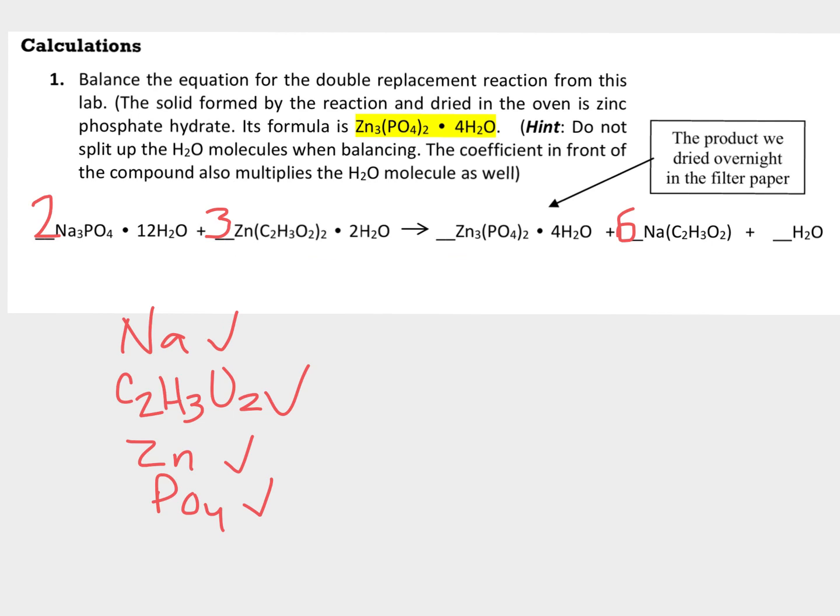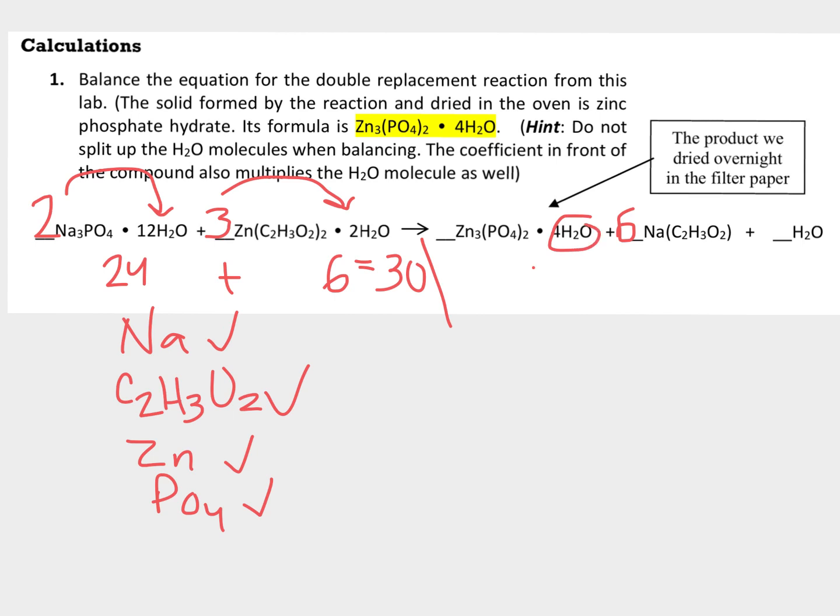All right, so let's do that. 2 times 12 is 24 waters. Okay, so we've got 24 waters there, and 3 times 2 gives me 6 waters. So in all, on this side of the balanced equation, we have 30 waters. All right, so we got to find a way to get 30 waters on the other side.